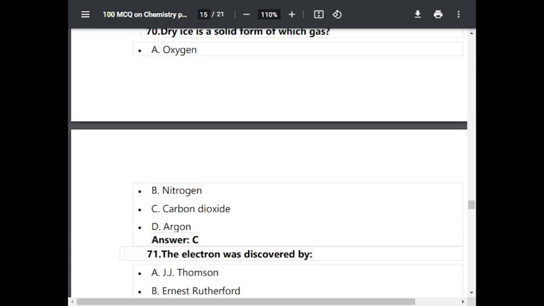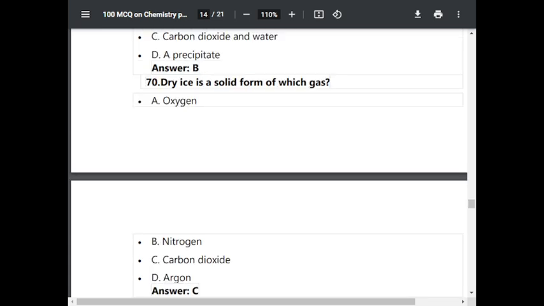Question number 70. The dry ice is a solid form of which gas? Option A oxygen, option B nitrogen, option C carbon dioxide, option D argon. The correct answer is carbon dioxide. The dry ice is a solid form of carbon dioxide.